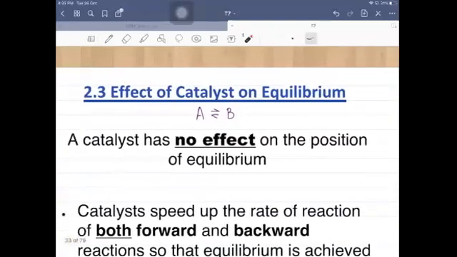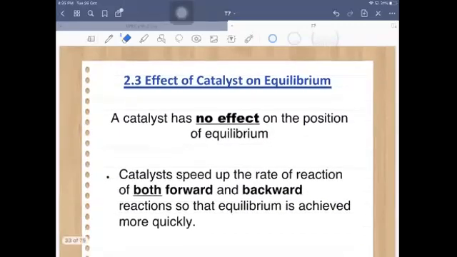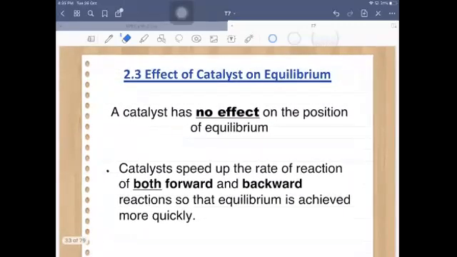So a catalyst has no effect on the position of the equilibrium. What a catalyst does is speed up the rate of reaction of both the forward and backward reactions, so that equilibrium is achieved more quickly. But in terms of position, and earlier on when I used the word position, it means the content or the amount, okay? So the amount or the content of your reactants and products will not be changed if you add a catalyst. It will just speed up both of your reactions.